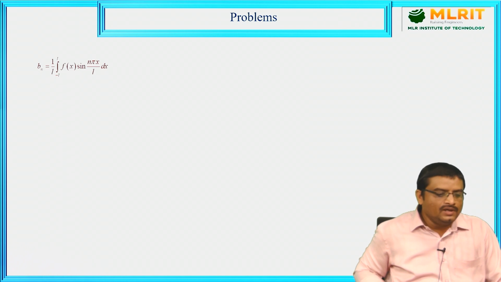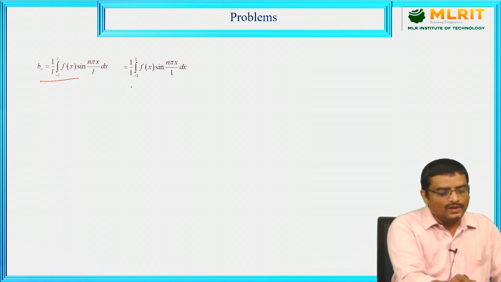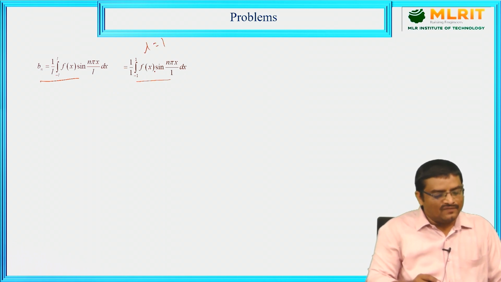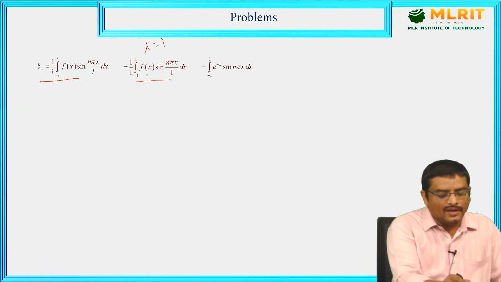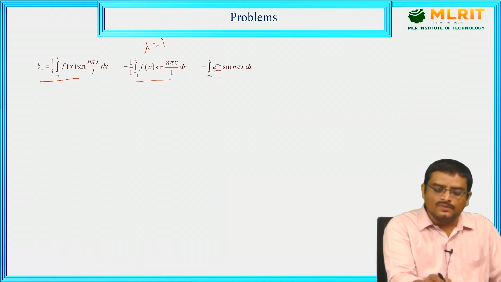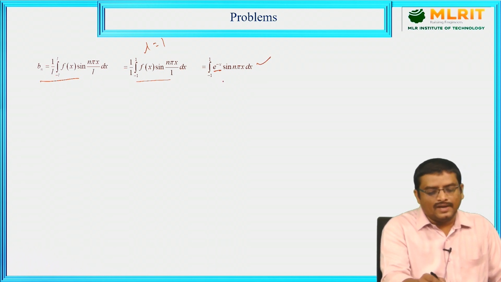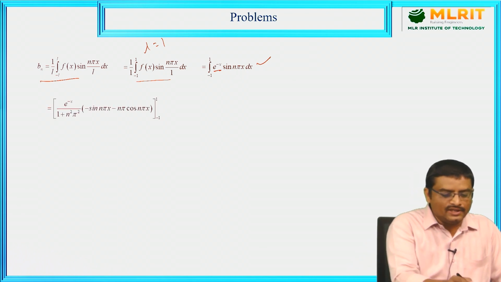Now similarly take the Bn value. This is our standard formula to find out Bn. Here also replace L is equal to 1. After replacing L is equal to 1, we will get this resultant value, and replace f of x with e power minus x. Here also you apply the formula of e power minus ax into sin bx. From this you will get this value.